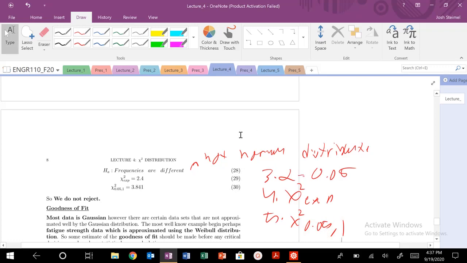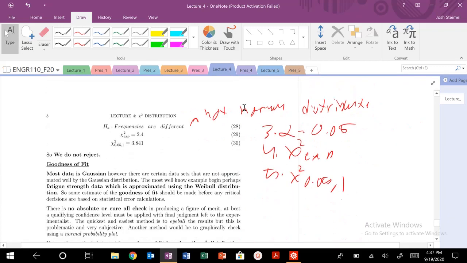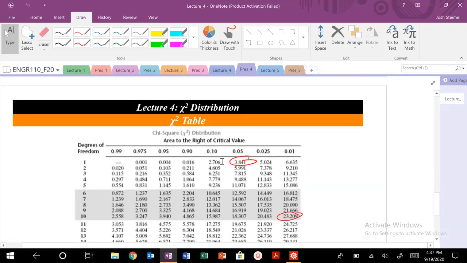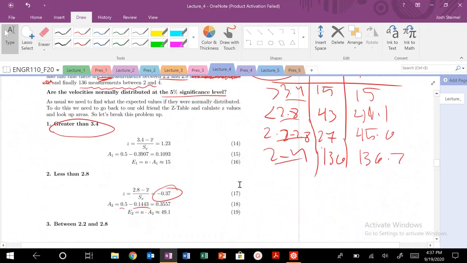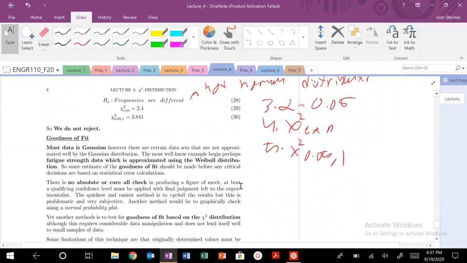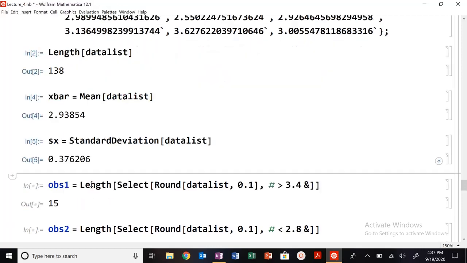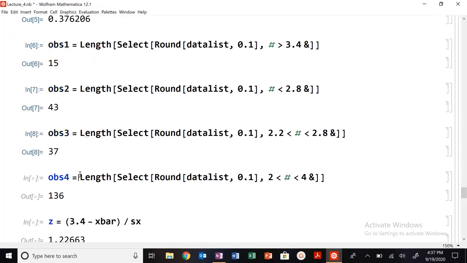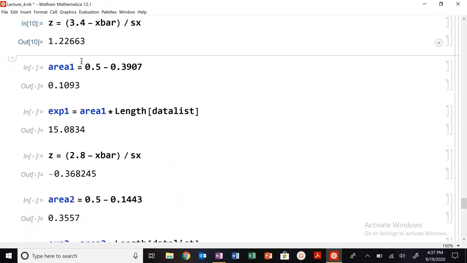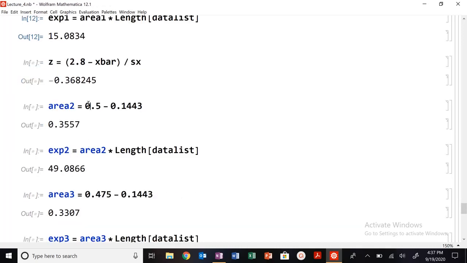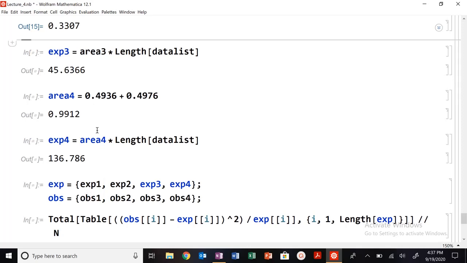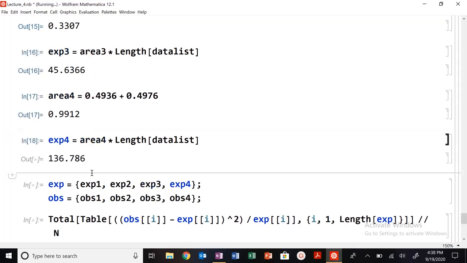Value of 1. Let's go to our table. Chi-squared 0.05, 1 is 3.841, as we can confirm here. So let's calculate our chi-squared. Looking at my values, I'm just calculating everything out here. These are my counts, there's my z values. I'm going to get my area 1 times the length of my data set, my area 2. This is just going through all the same math, plugging and chugging in, defining all my variables here.